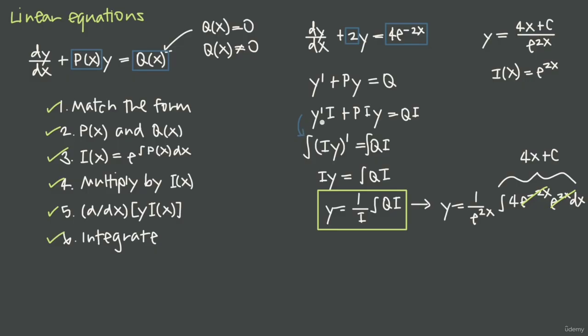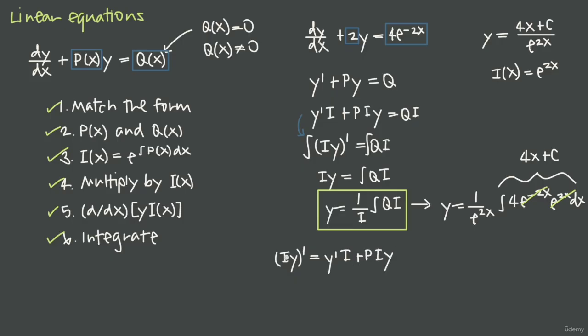We just made this big assumption that we could rewrite this left-hand side as the derivative of I times y. In other words, for all of this to work, we have to show that it is okay to say I times y, the derivative of that, is equal to y prime I plus p I y.